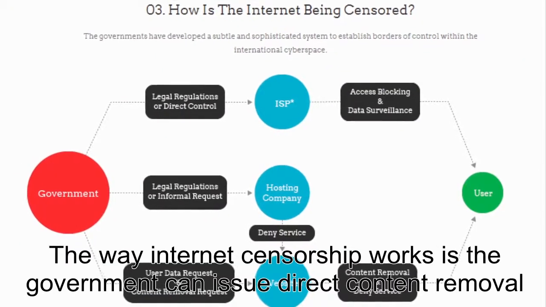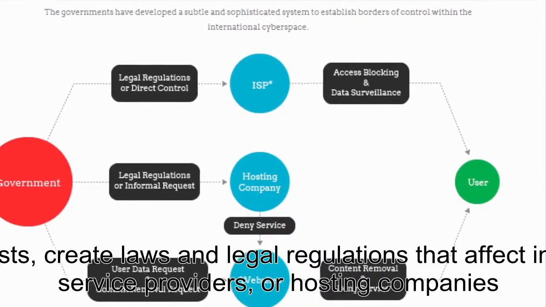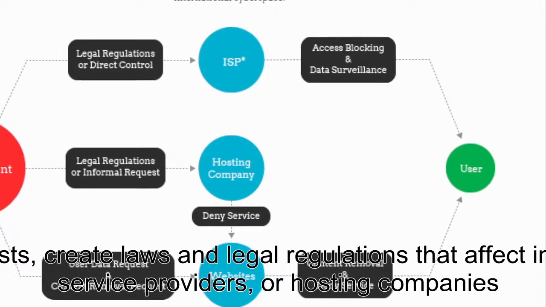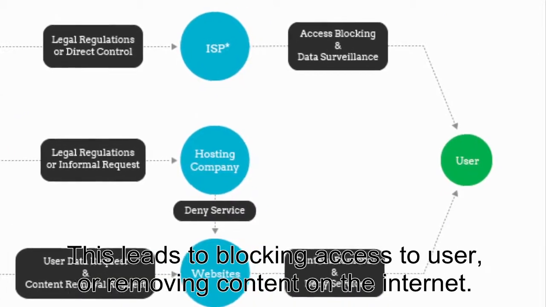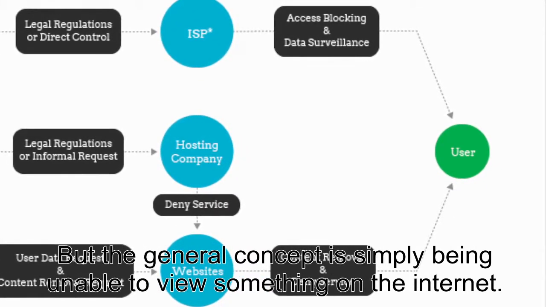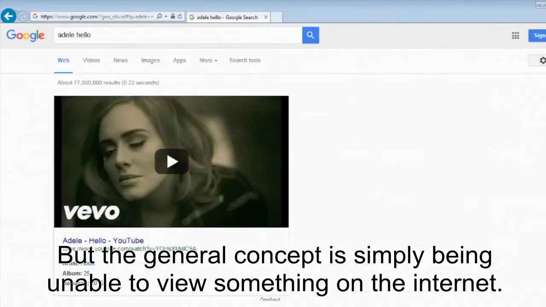The way internet censorship works is the government can issue direct content removal requests, create laws and legal regulations that affect internet service providers or hosting companies. This leads to blocking access to a user or removing content on the internet. But the general concept is simply being unable to view something on the internet.